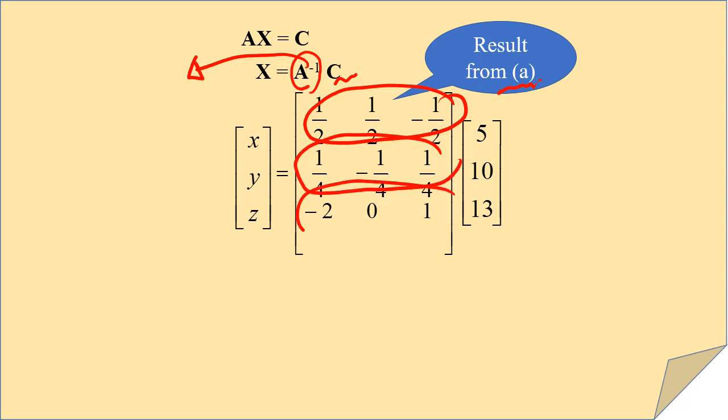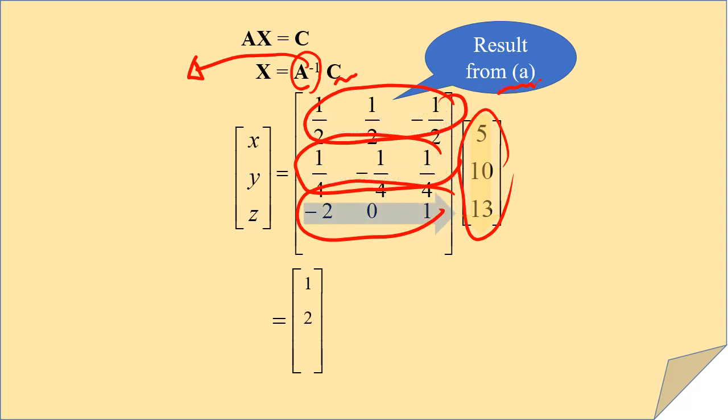Multiply each row with the column. So we have 1/2 multiplied by 5, 1/2 multiplied by 10, negative 1/2 multiplied by 13. We have 1. And then 1/4 multiplied by 5 minus 1/4 multiplied by 10 plus 1/4 multiplied by 13. We have 2. And the last one, negative 2 multiplied by 5 plus 1 multiplied by 13. So we have 3. So the price for each slice of cake is 1 ringgit, 2 ringgit, and 3 ringgit.